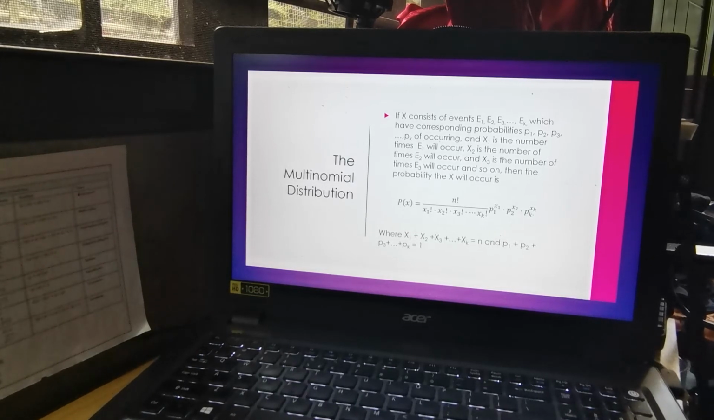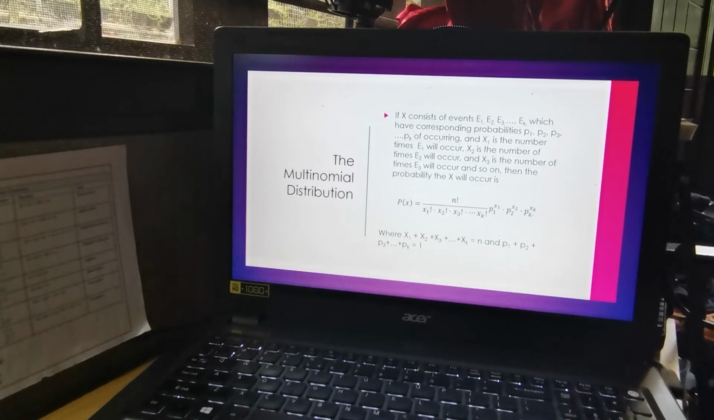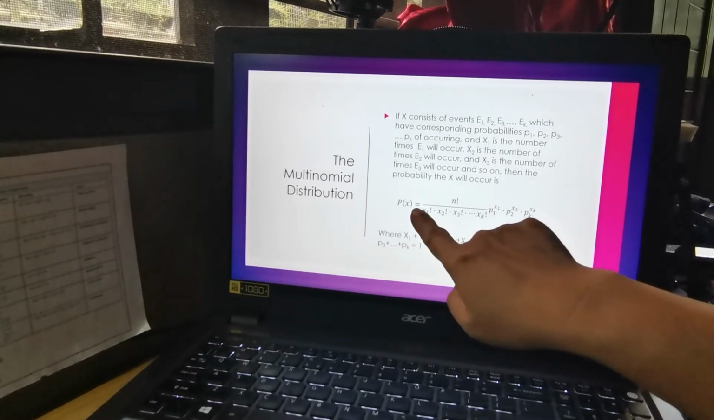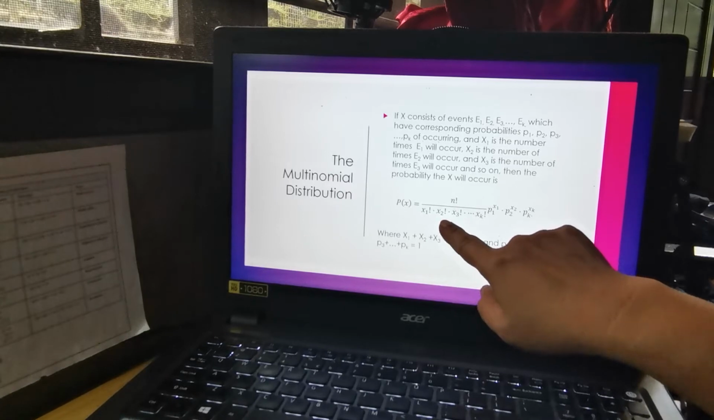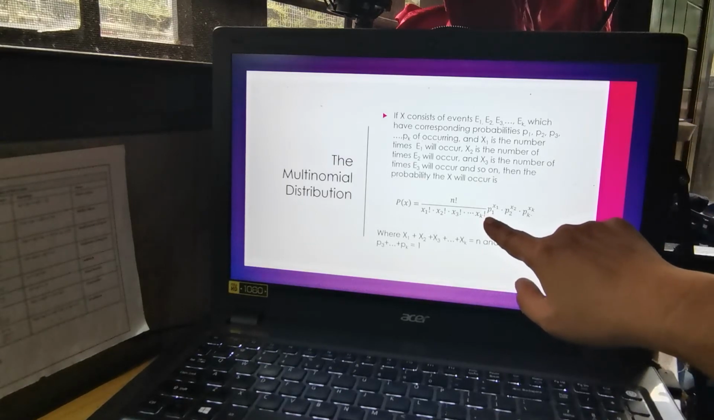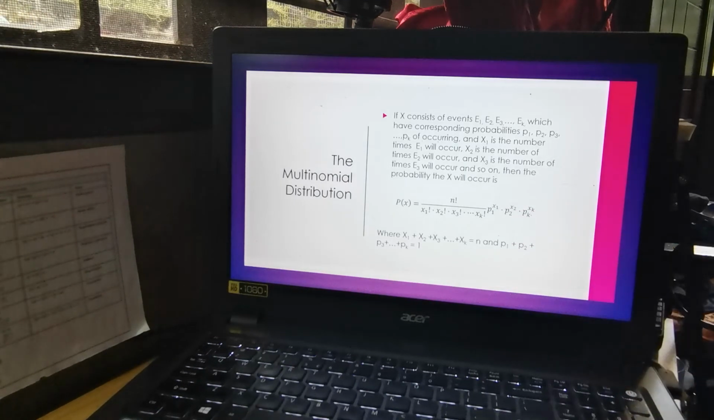And x sub 1 is the number of times that event 1 will occur. X sub 2 will be the number of times that event 2 will occur, and so on. Okay, and so we have here the probability of our multinomial distribution. P of x is equal to n factorial over x sub 1 factorial, x sub 2 factorial, x sub 3 factorial, up to x sub k factorial, multiplied by p sub 1 raised to x sub 1 times p sub 2 raised to x sub 2 times up to p sub k raised to x sub k.